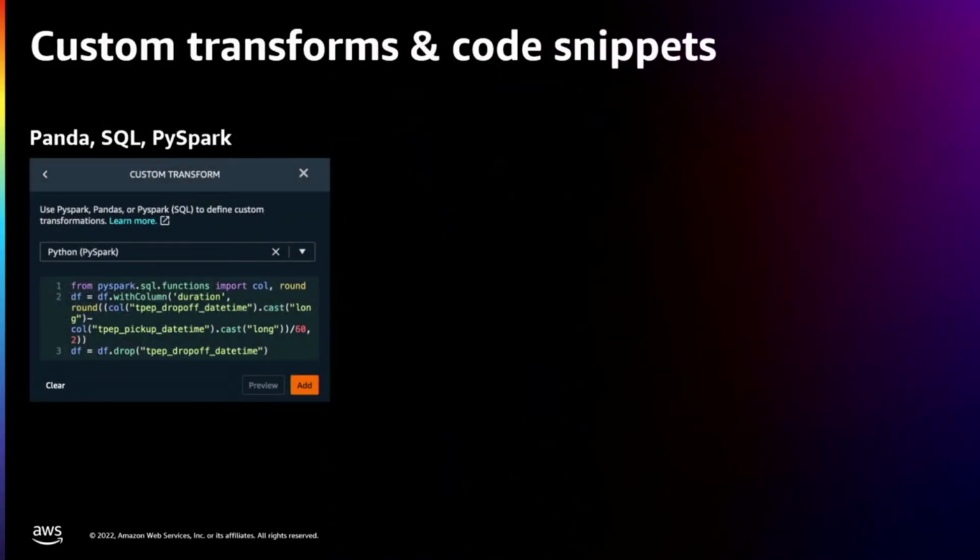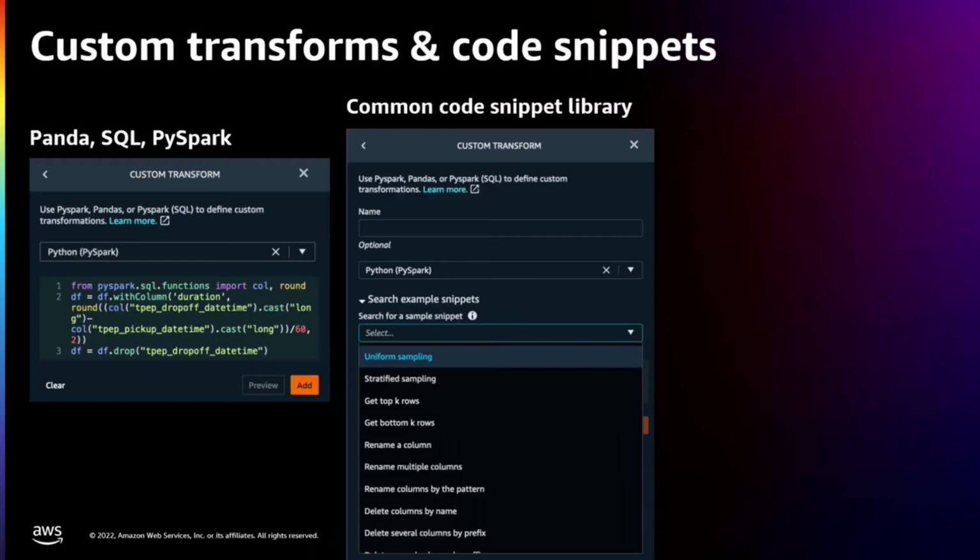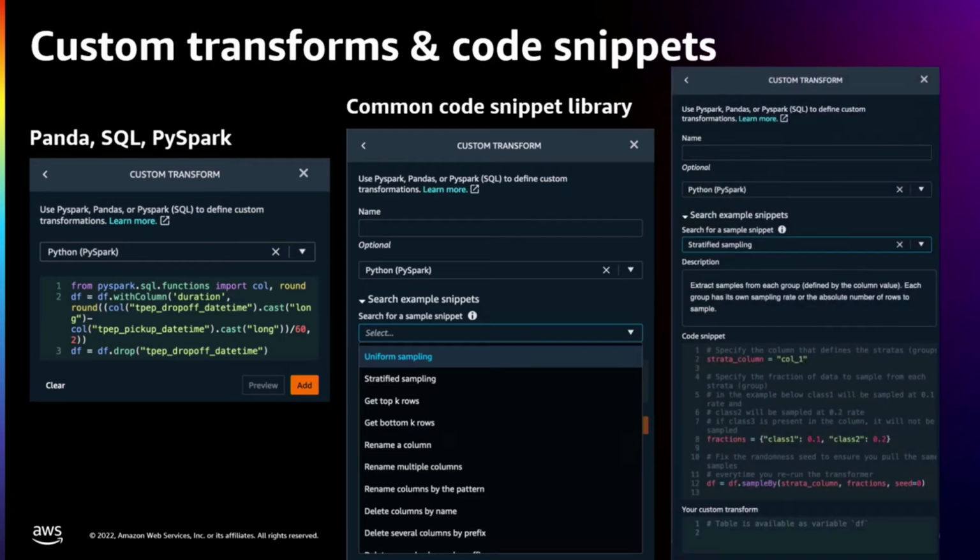We do know that there are still going to be use cases when you need to use custom transformations. So we support Pandas, Spark SQL, and PySpark out of the box. And this year, we added the common code snippet library based on popular customer requests so that you can quickly get a snippet of the code for the most common transforms, and then you can quickly author your own custom transform or visualization on top of this.